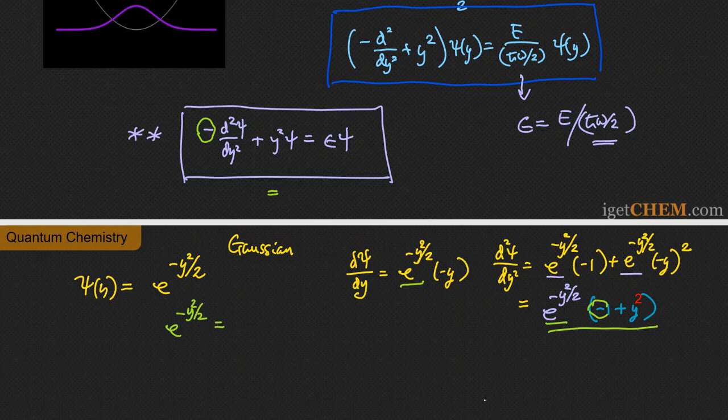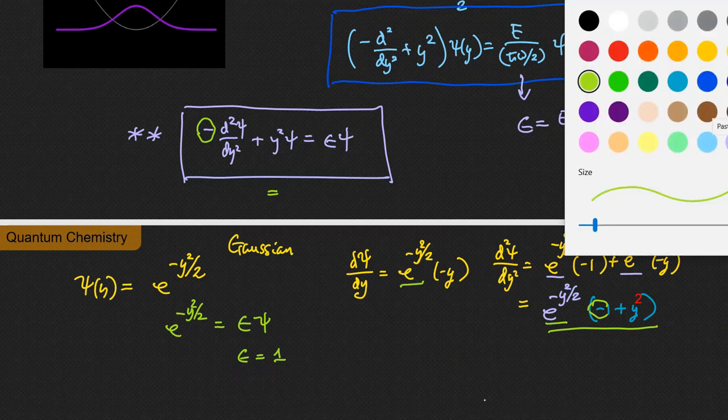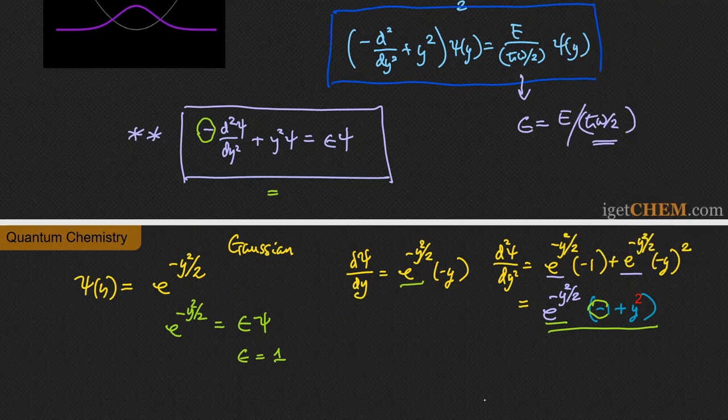And that, as you can see, is clearly equal to epsilon times psi, where in this case you see that epsilon is equal to just 1. So I'll call that the first solution, because we are supposed to have many eigenfunctions, and this is only the first one. I'll call that 0. And the eigenvalue corresponding to that, I'll call epsilon 0. And so this is solution number 0.